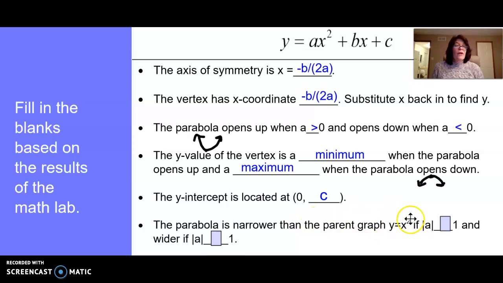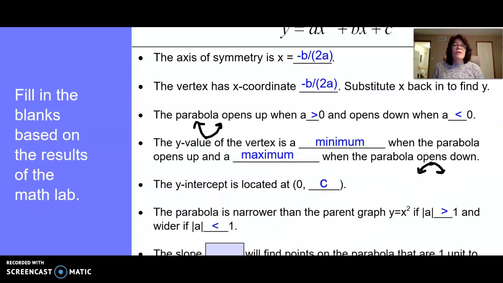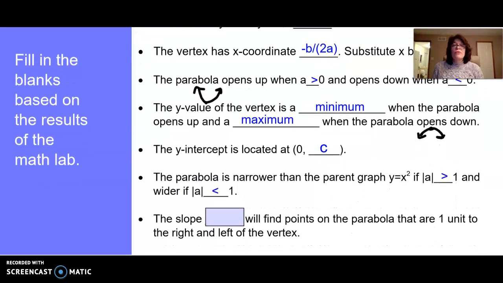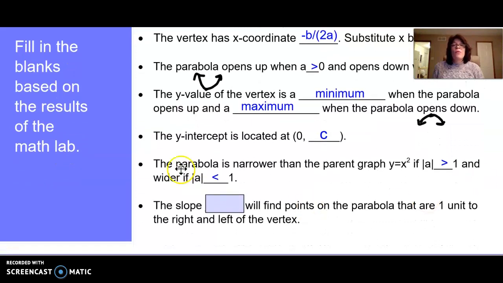And just like in the vertex form, the parabola is narrower than our parent graph if the absolute value of A is bigger than 1. If A is 2 or 3 or negative 4, the absolute value of negative 4 is positive 4. So that would make it more narrow than what y equals x squared looks like. If the absolute value of A is less than 1, like a half, 3/4, negative 2/3, then it's going to be wider.